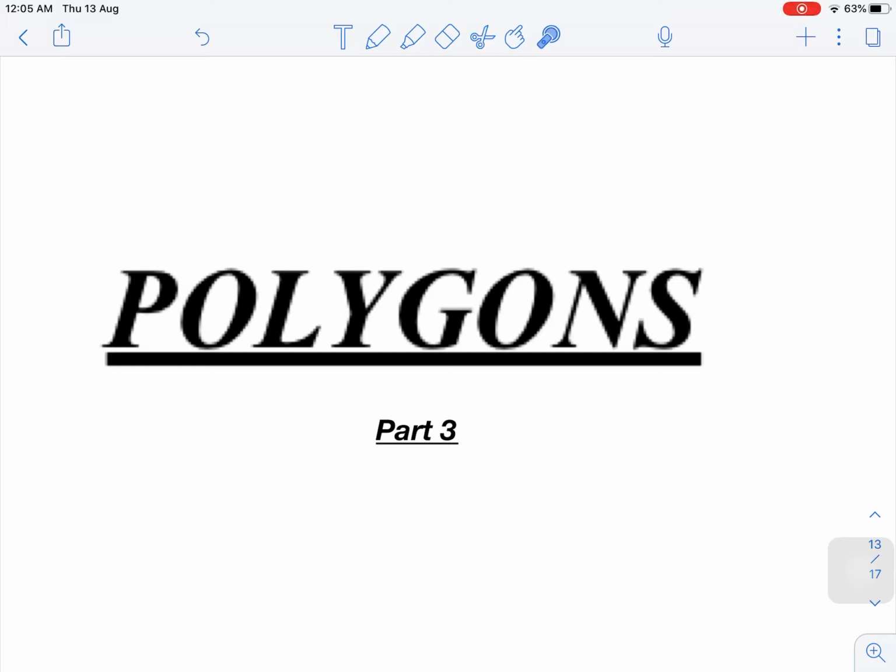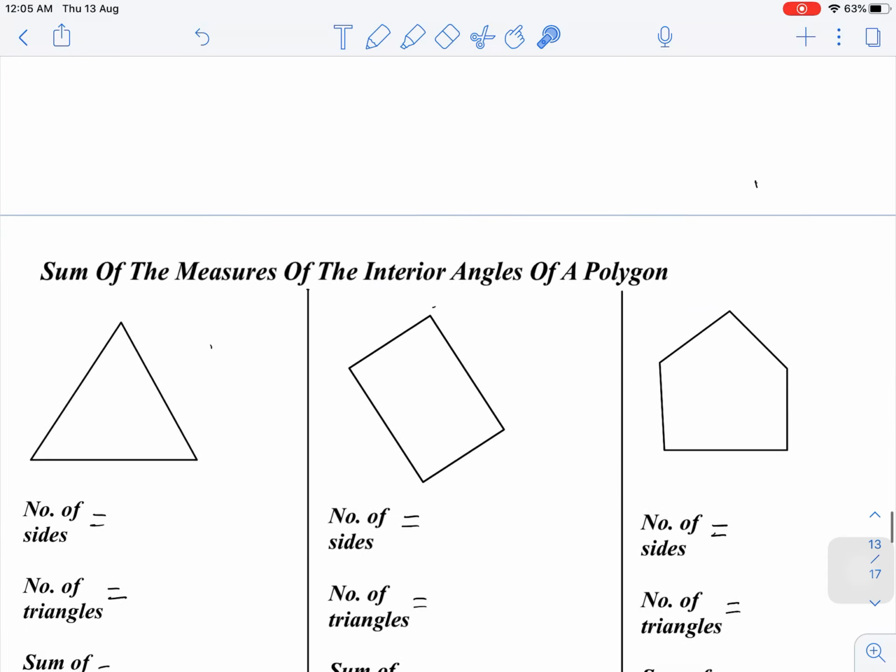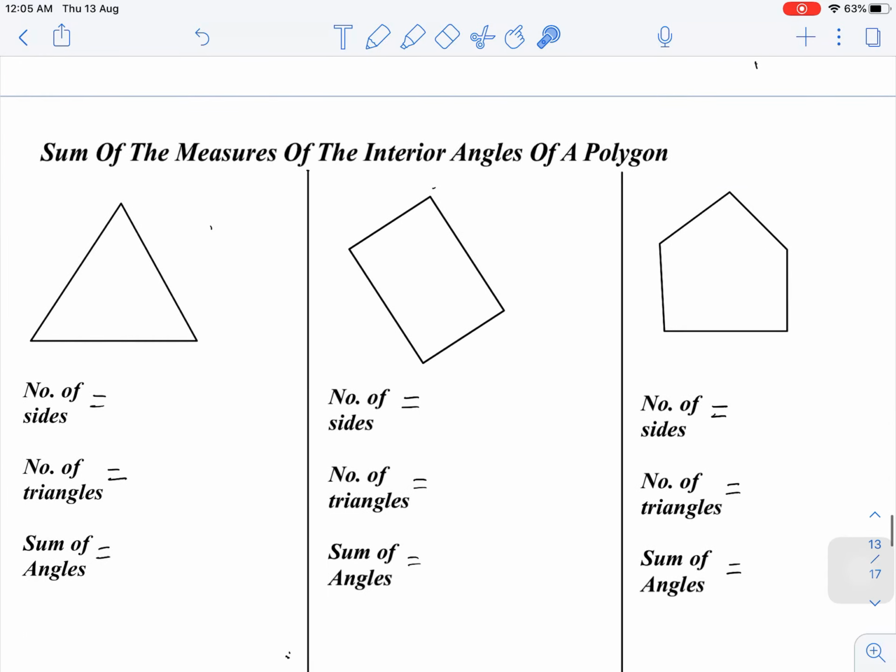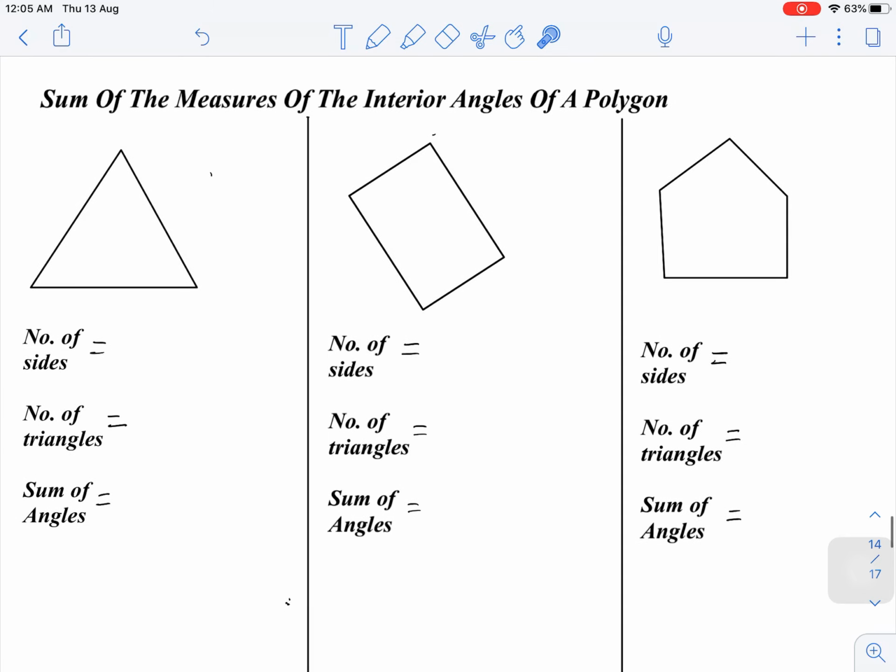So hello students, today we are going to learn chapter number 3 of class 8, that is polygons. In the previous period we have learned how to find the number of diagonals of a polygon. Now today we are going to learn what is the sum of the measures of all interior angles of a polygon. So for that, let us consider some figures.